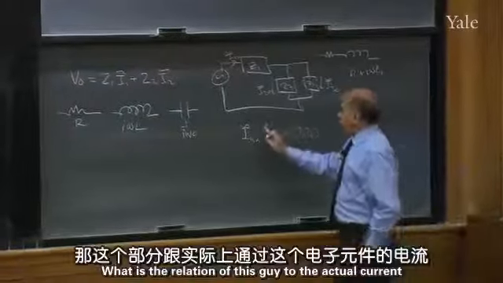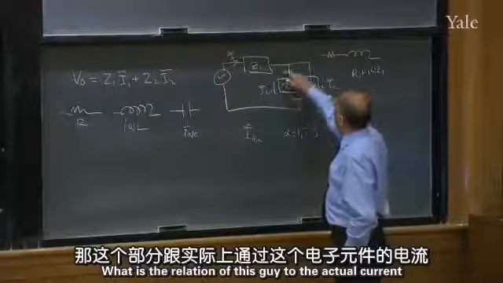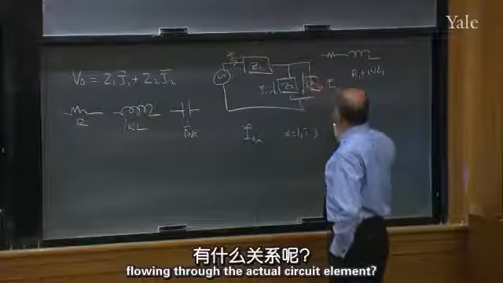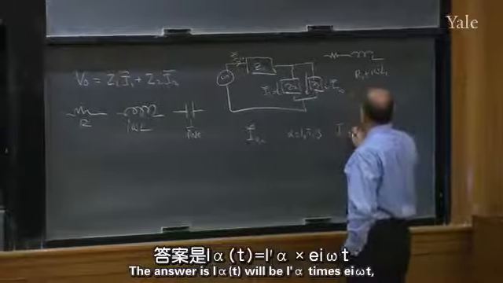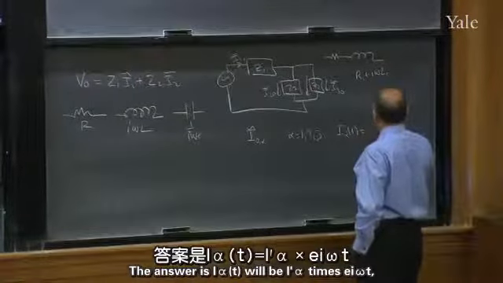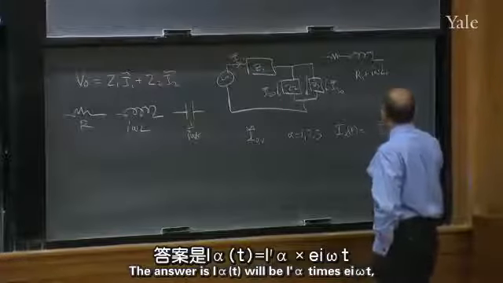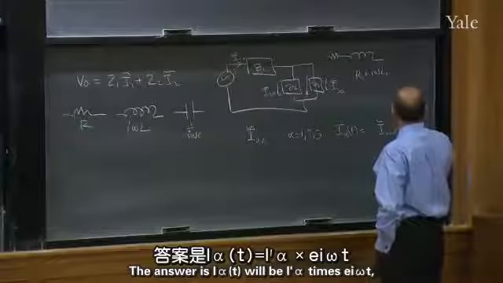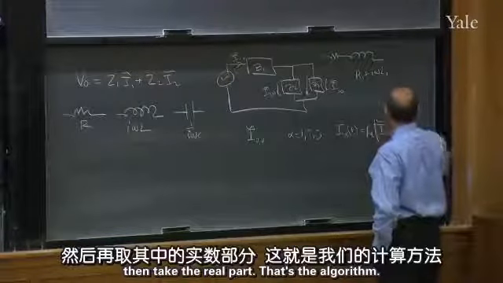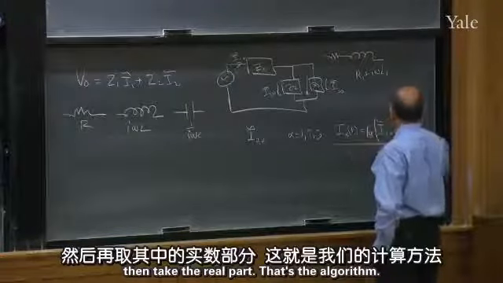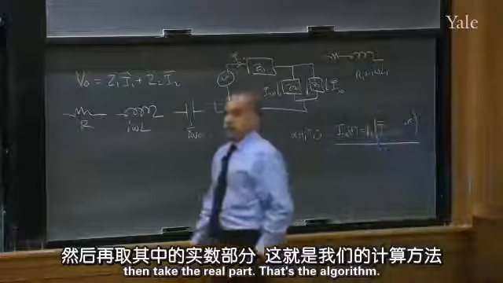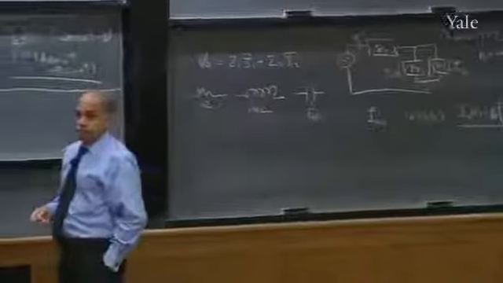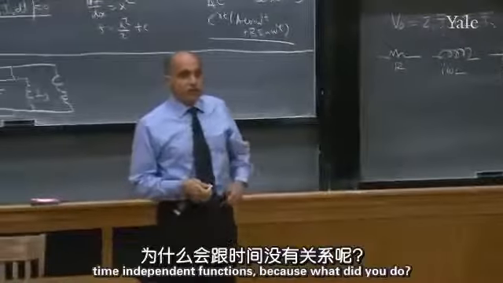What is the relation of this guy to the actual current flowing through the actual circuit element? The answer is I alpha of t will be I twiddle alpha times e to the i omega t, then take the real part. That's the algorithm. That's the relation between these time-independent functions.